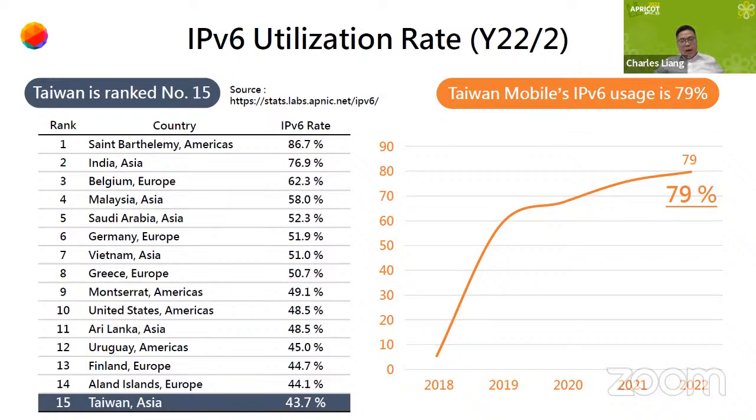The usage rate of IPv6 as of February 2022: Taiwan ranked number 15 in the world ranking with a usage rate of 43.7%. Taiwan Mobile's IPv6 usage rate had reached 79%. For your reference, the picture on the right is the growth chart of Taiwan Mobile's IPv6 usage rate. Next page, please.